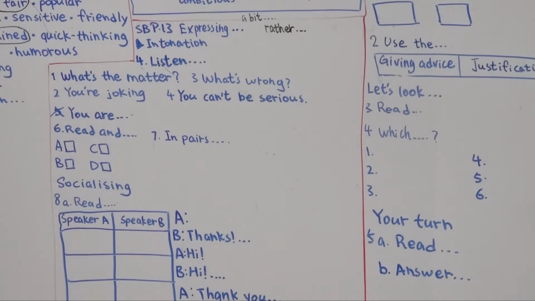Exercise 4, page 13. 1. What's the matter? 2. You're joking. 3. What's wrong? 4. You can't be serious.